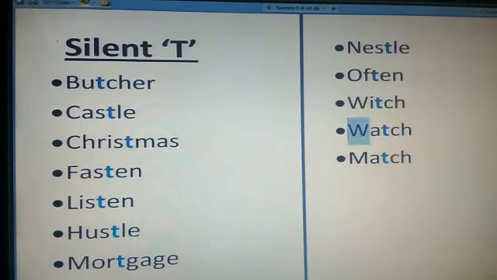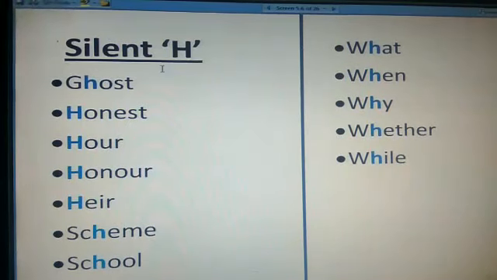Which, watch, match. Now move on to the next silent letter, that is H. We read it ghost, honest, hour, honor, heir, scheme, school, what, when, why, whether, while.